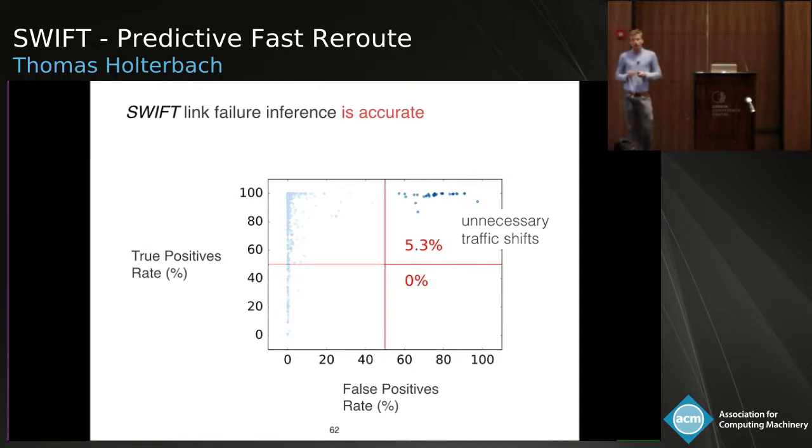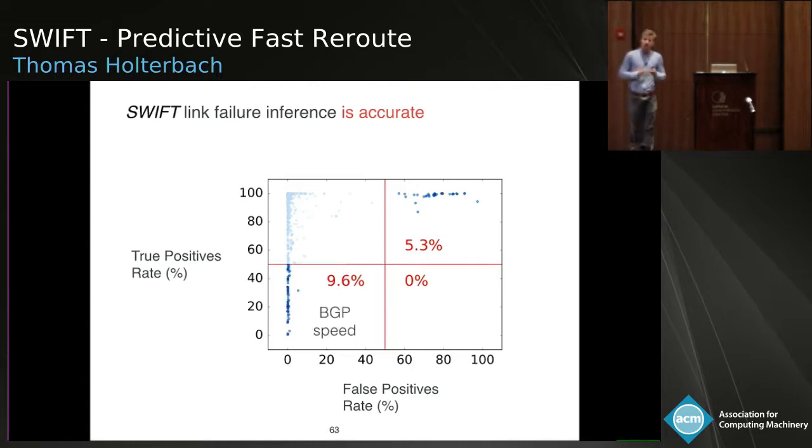The corner on the top right are the cases where Swift actually reroutes the affected prefix, but also reroutes many unaffected prefixes. So here we have around 5% of the cases which are on this corner. On the bottom left corner, we have the cases where Swift actually misses to reroute some affected prefixes. So those prefixes will then converge with BGP.